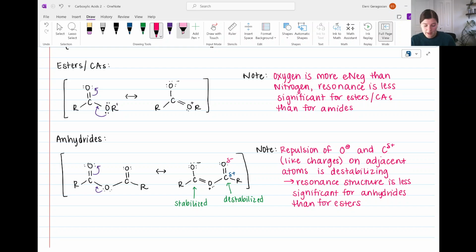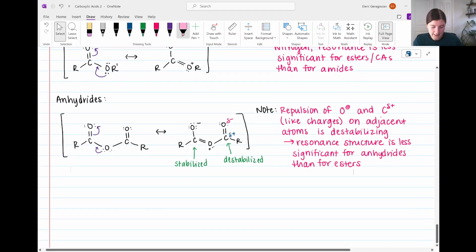So although in both esters and anhydrides, the atom bonded to carbonyl carbon is an oxygen, in anhydrides we have that destabilization effect when we show this resonance, when that resonance occurs, and so that makes the resonance less significant for anhydrides than for esters.